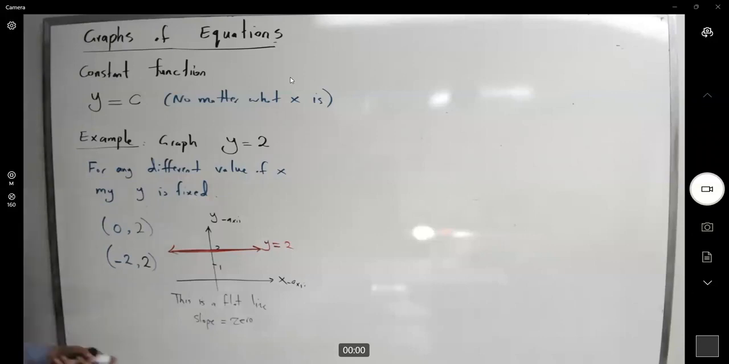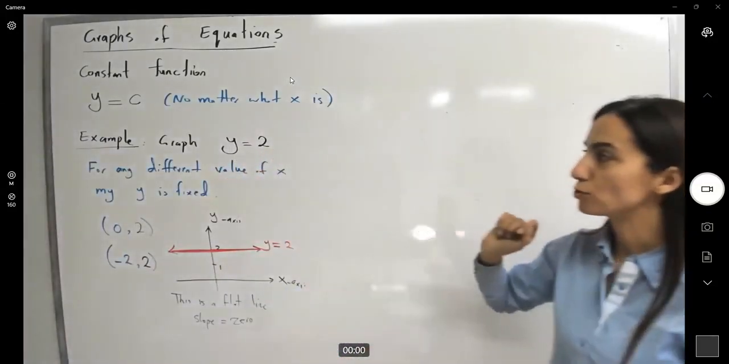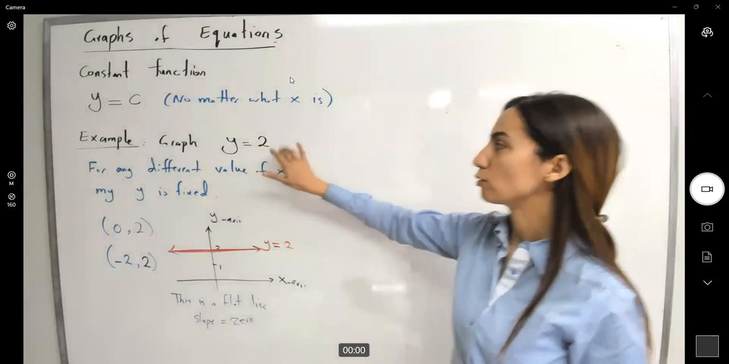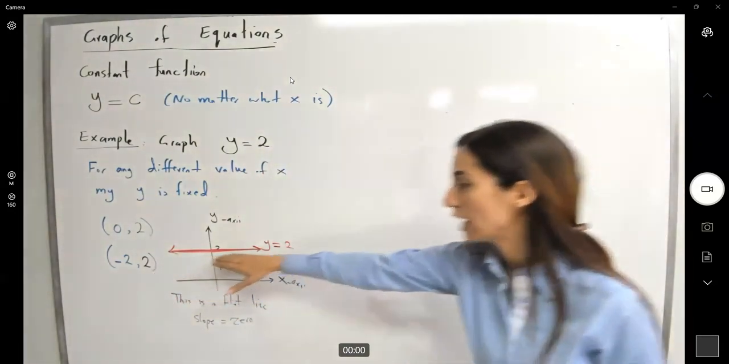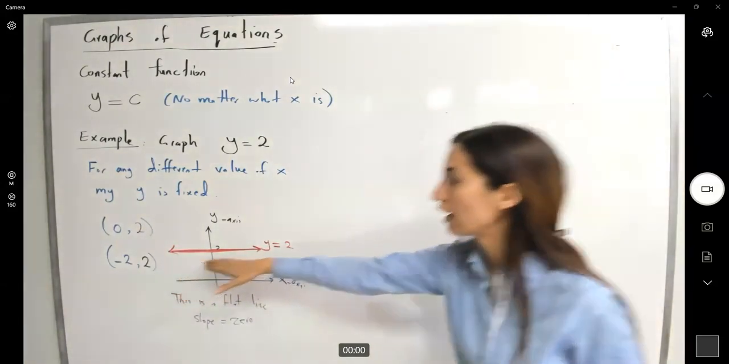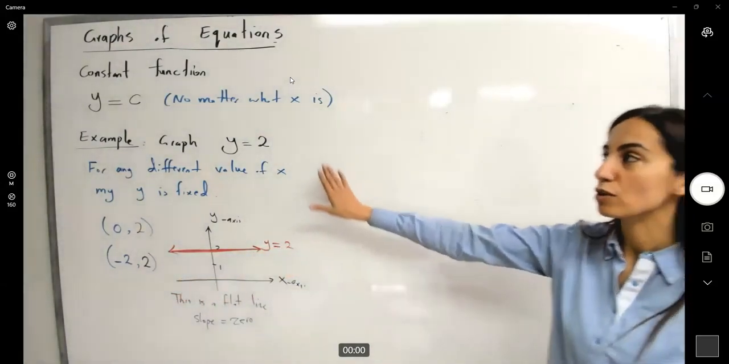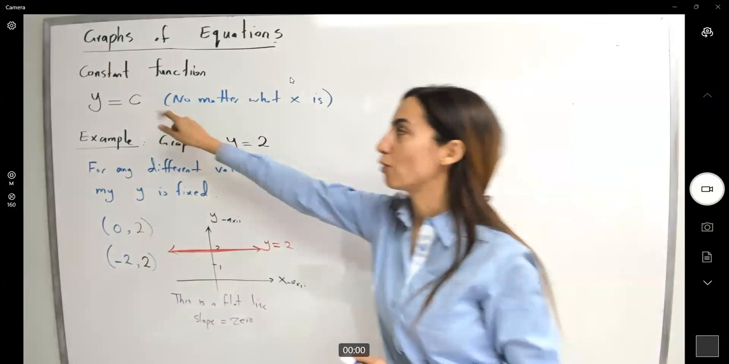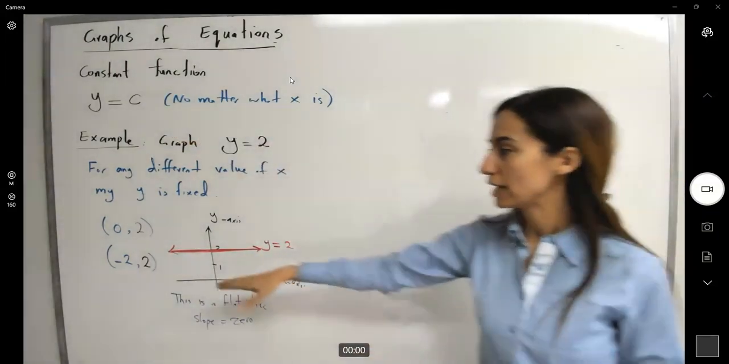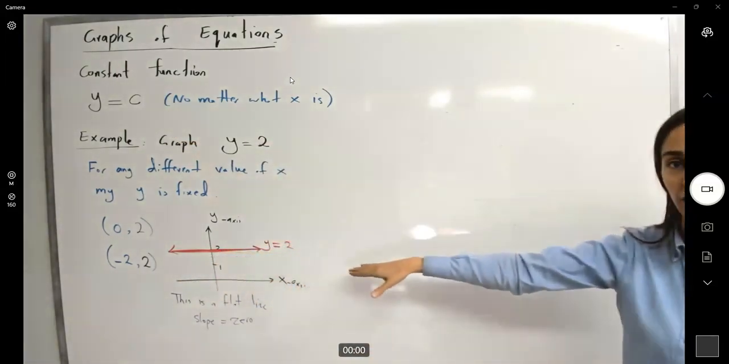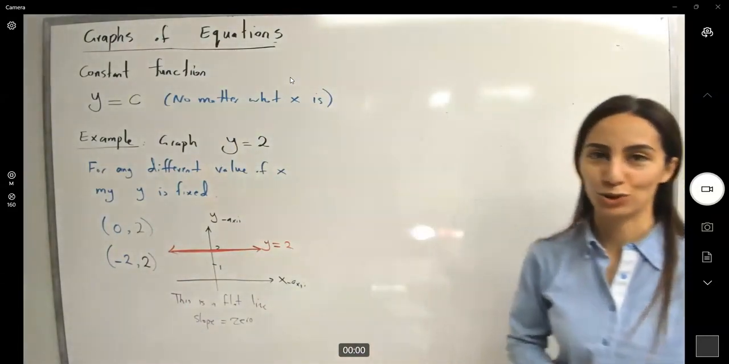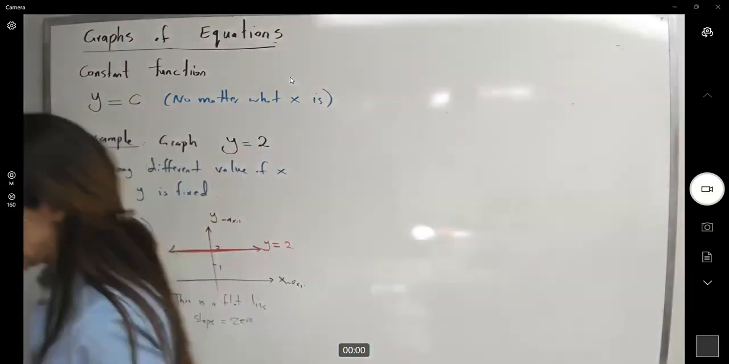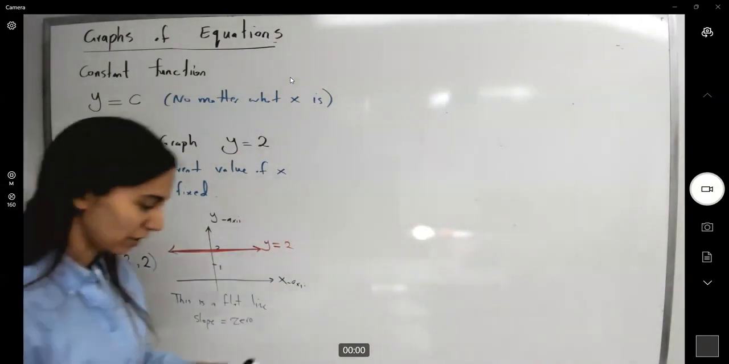So we learned that if y is equal to 2, if y is equal to 3, if y is equal to a constant number, we have a flat line or a horizontal line. So in the special case when y is equal to a constant, we expect to see a flat graph. What if we have a special case, x equals a constant? Take a look at this case.